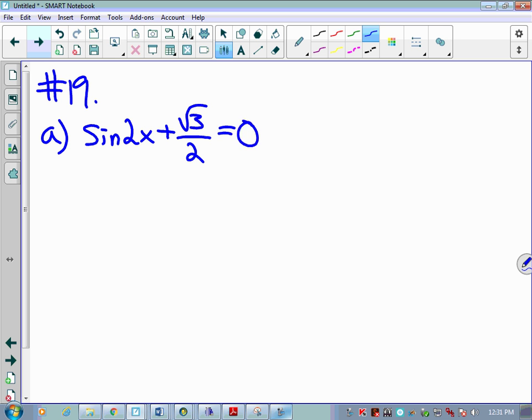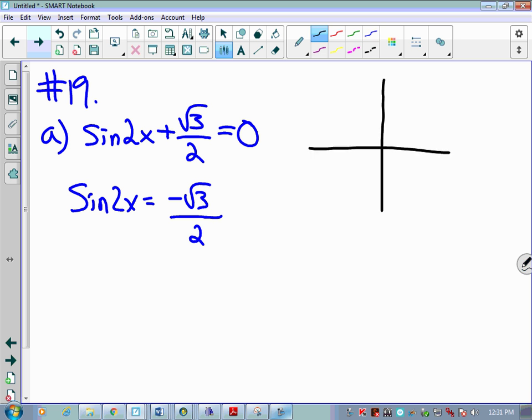We want to solve for our x value here. The first thing I'm going to do is move our radical 3 over 2, so we get sine 2x equals negative radical 3 over 2. Sine is opposite over hypotenuse, so we've got two places where our y-axis value is going to be negative. That's going to be down here: negative radical 3, hypotenuse of 2. So make this 1, which means this is 60.